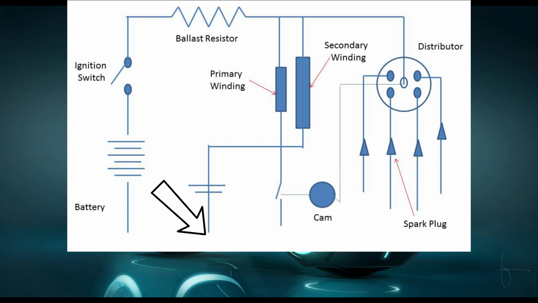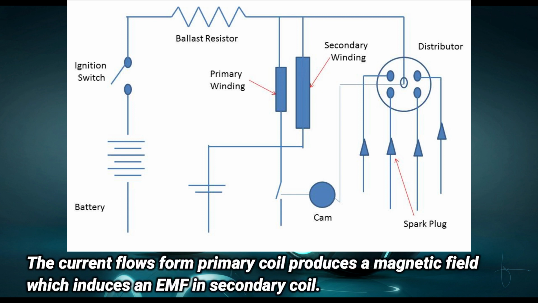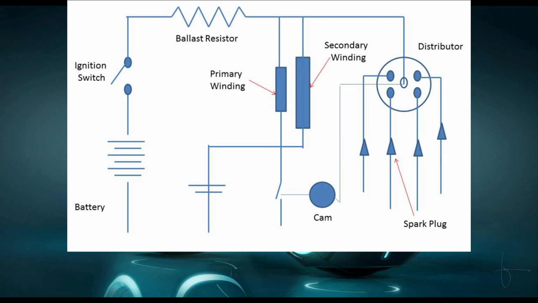When the ignition switch is closed, the primary winding of the coil is connected to the positive terminal, and current flows through it, known as the primary current. The current flowing through the primary coil produces a magnetic field which induces an EMF in the secondary coil. The cam regulates the contact breaker. Whenever the breaker opens, current flows into the condenser, which charges the condenser. As the condenser becomes charged, the primary current falls and the magnetic field collapses.